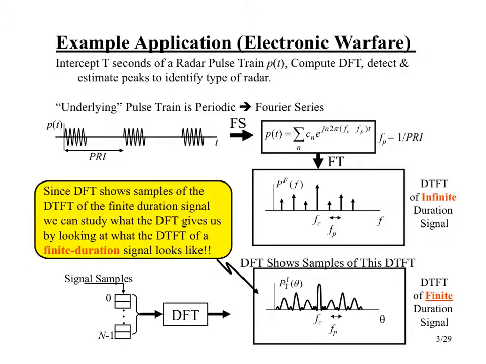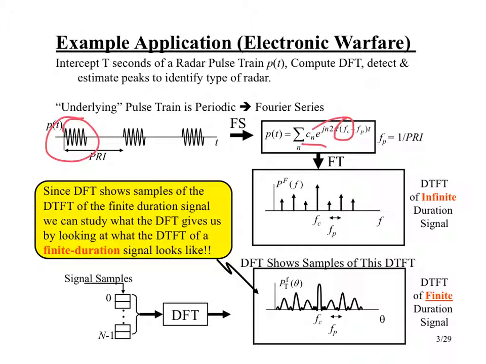Since this is a periodic signal, we can express it in a Fourier series. The period is the PRI, so the fundamental frequency will be 1 over the PRI. We're assuming there's no other phase modulation or frequency modulation on this. The carrier here will cause that shift up by FC, and the C sub n are our Fourier series coefficients.